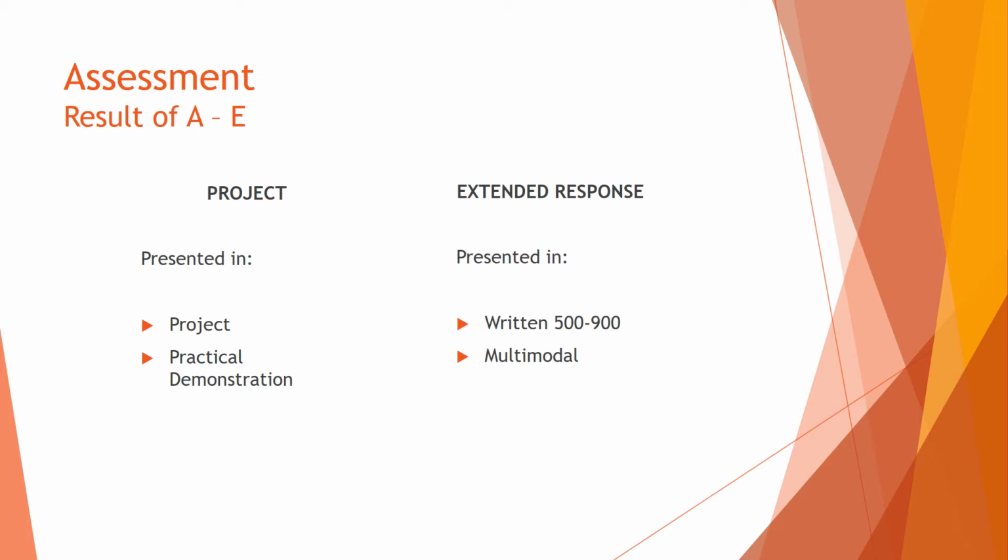Assessment. You receive a rating from an A to an E, and you have 2 types of assessment: a project, which is demonstrated as a practical, and also a written project. The second type of assessment, extended response, is presented as written, 500 to 900 words, and is multimodal.